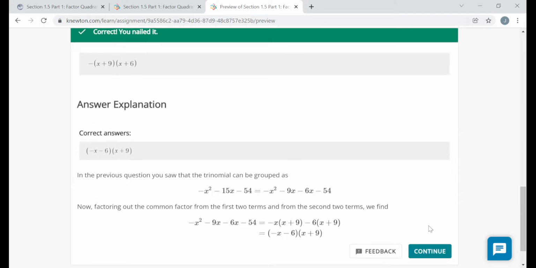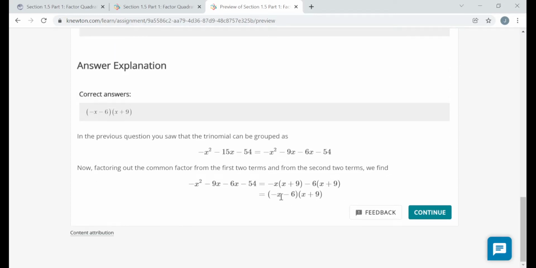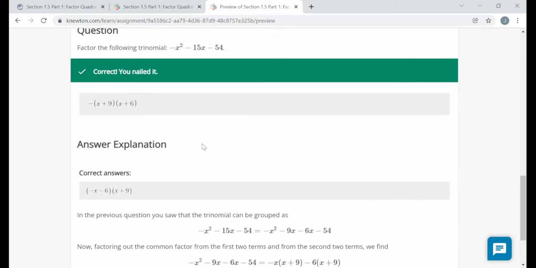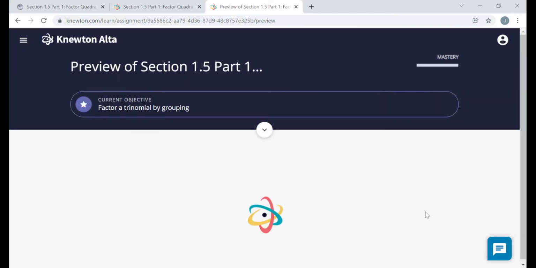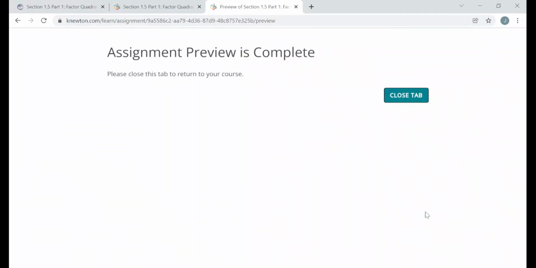And again, now you see they had negative x minus 6 like I had earlier. Same thing. You could factor out negative 1 from this and get exactly what I wrote here, or what I wrote here. Same thing. Cool. And that should be it. I finished all the objectives, and obviously this is an assignment preview. You're actually going to be working on the assignment. It'll just tell you it's complete though.